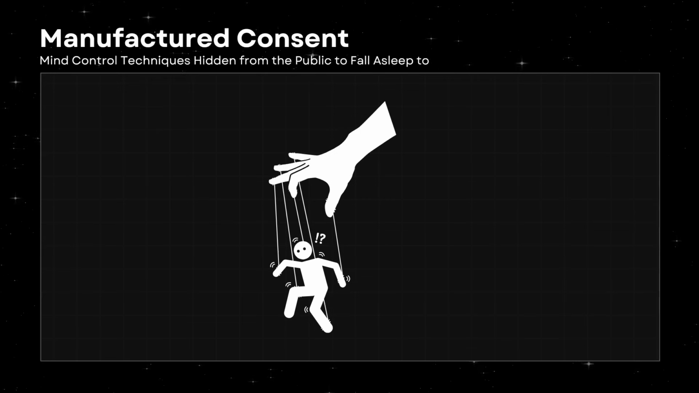Manufactured consent often relies on what is left out. A story might cover a flood but skip the role of poor planning or weak infrastructure. A debate may include two sides that differ only slightly. Viewers think they've seen the full picture, but the range of ideas is kept small. Those with new or challenging views don't get airtime, or if they do, they are framed as fringe, unstable, or unqualified.